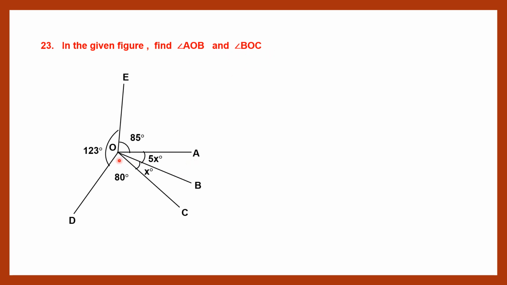So angle AOB is here, that's 5x. And angle BOC is given, that is x degrees. So we have to find the value of x, and only then can we find the value of these two angles. Now, which property of angles can we apply here? As you can see, we have all the angles around a fixed point O. So we know the property of angles around a point. So let's use that property, which says sum of angles around a point is equal to 360 degrees.